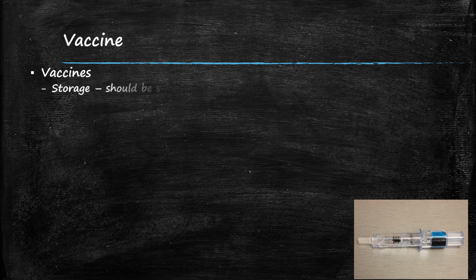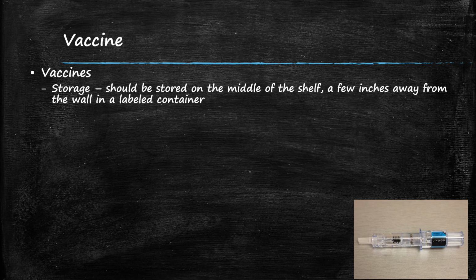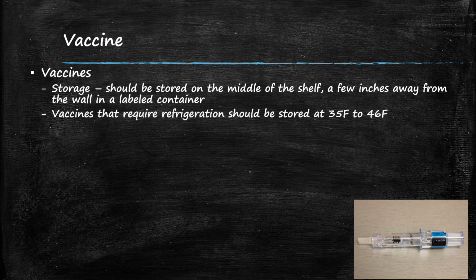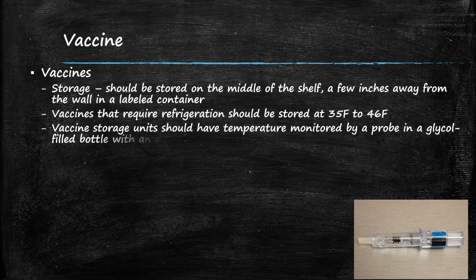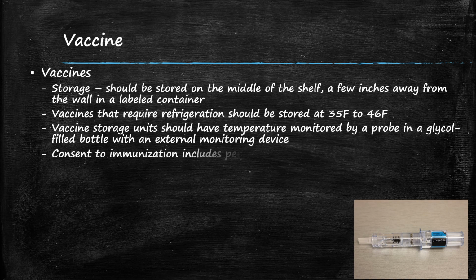Let's talk about vaccines now. The storage of vaccines is very important as they can become non-effective if stored improperly. Vaccines that require refrigeration should be stored between 35 to 46 Fahrenheit, and we should monitor the temperature of storage units with external monitoring devices.